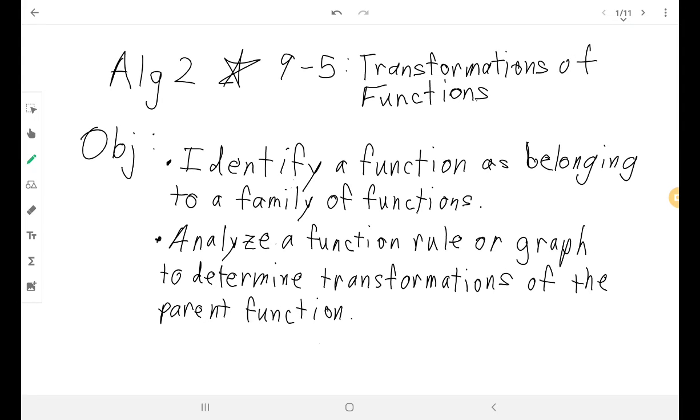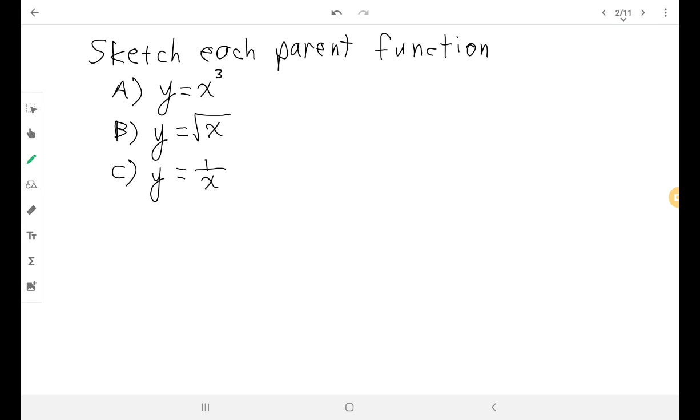Hello, Algebra 2. Today we're going to go through Edgenuity Section 9.5, Transformations of Functions. We've got two objectives to this. Identify a function as belonging to a family of functions and analyze a function rule or graph to determine the transformations of the parent function. And we're going to be really focused on parent functions and how they change.